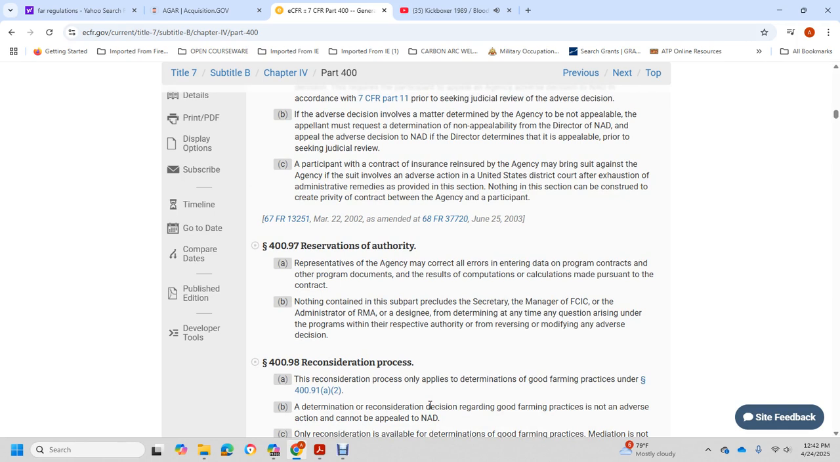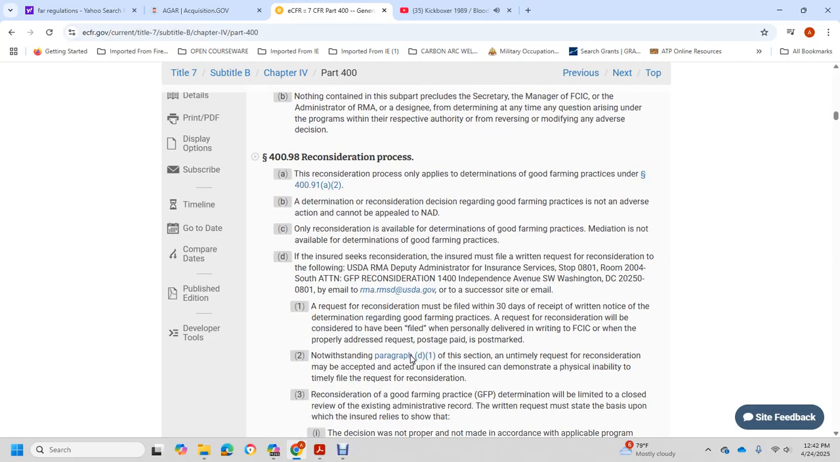A representative of the agency may correct all errors in entering data of the program contract or the program documents, and the result of the computation or calculation may be pursued under the contracts. Note that nothing in this subpart limits the authority of the Secretary, the manager of the Federal Crop Insurance Corporation, the administrator of RMA, or their designee in determining any question arising under the program, including the authority of reversing or modifying an adverse decision.